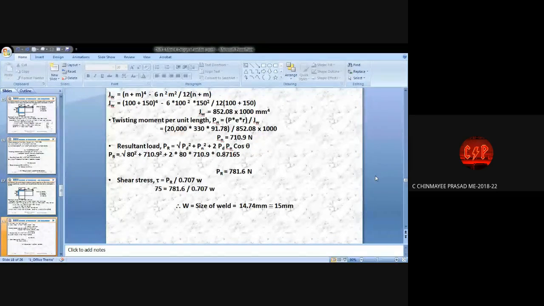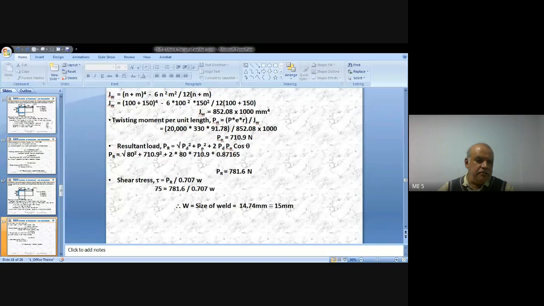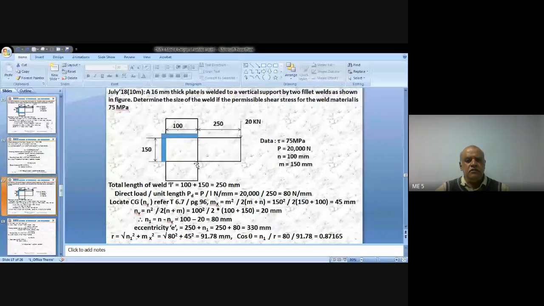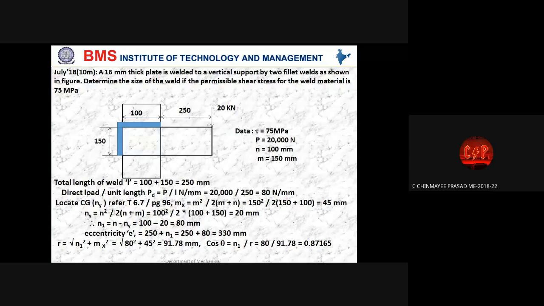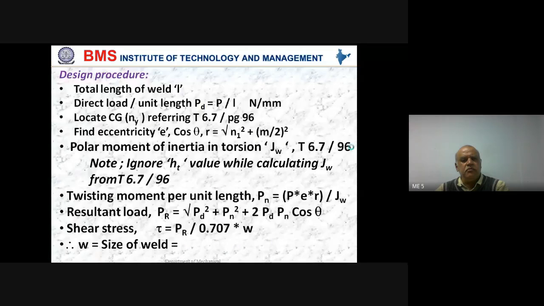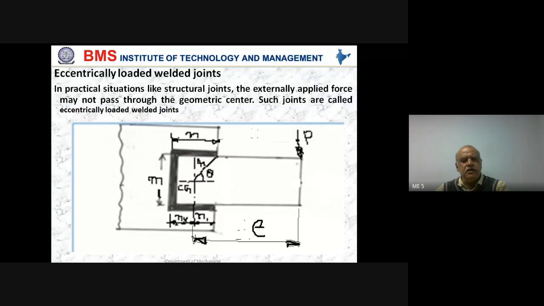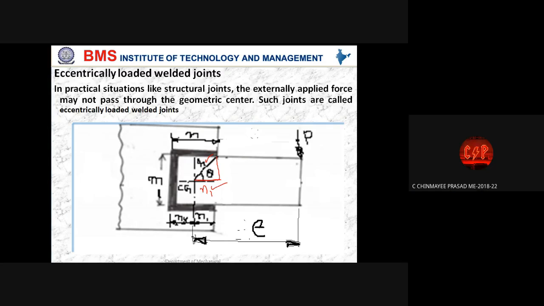So how did we get the theta value? Cos theta. What is theta? Once again, have you taken the sketch over there? I think you have forgotten probably. What is theta here? This is theta, correct? This is N1, and this is the radius. So cos theta is adjacent by hypotenuse. That's what I've been telling. Got it?